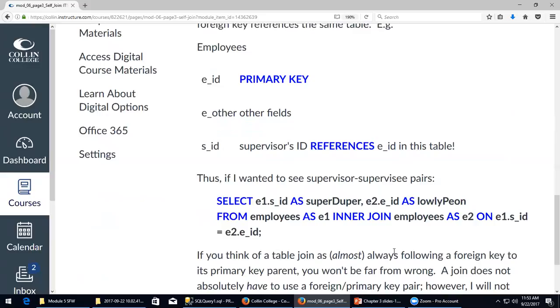Almost always, a table join is following a foreign key to a primary key parent. I say almost always means, well, almost. The example with people who live in the same city is one where it isn't. You can look at that example in the book. I like this one better because here we have a clear foreign key that is referencing the table. So I can have a self-referencing foreign key, and that, in fact, happens a lot. Questions?